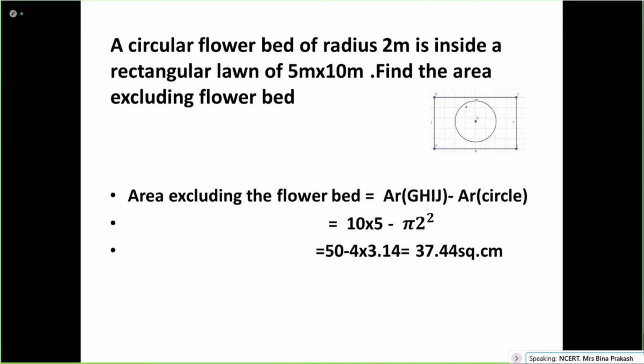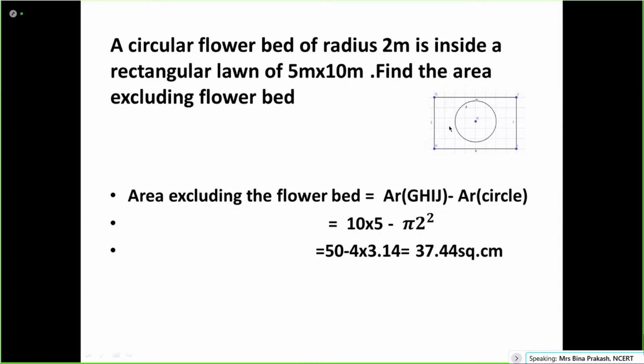Absolutely. Now the next question. The next question says that a circular flower bed of radius 2 meter is inside a rectangular lawn of 5 meter by 10 meter. 5 meter by 10 meter means the width of this rectangular lawn is 5 meter and the length is 10 meter. Find the area excluding the flower bed. There is a circular flower bed. This is the flower bed that is there in the lawn. So what is the area that is left out?